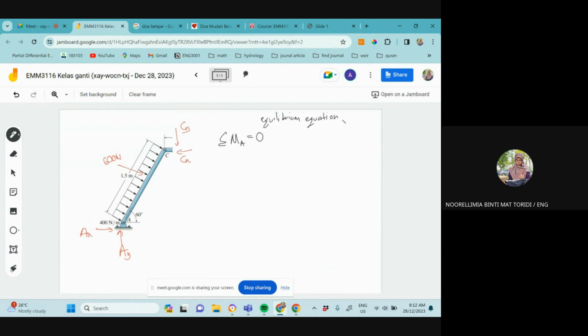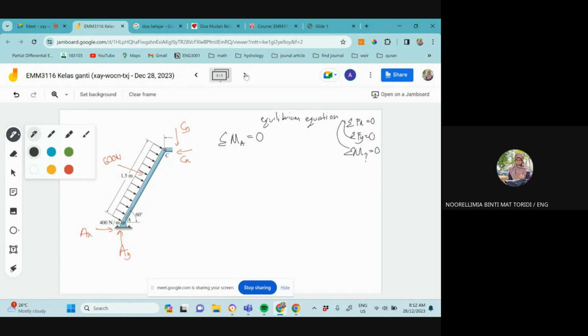If the question states the equilibrium equation, bear in mind: summation of Fx equal to 0, summation of Fy equal to 0, and summation of moment at a certain point equal to 0. Now we want to find summation of moment at A equal to 0.